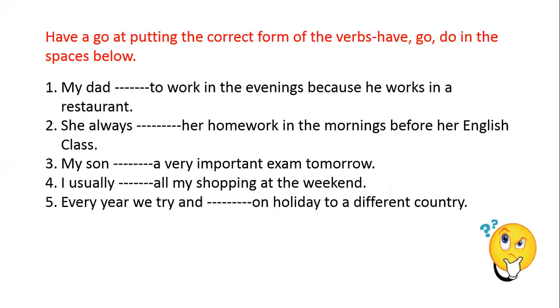So have a go at putting the correct form of the verbs have, go, and do in the spaces below. So the first one would be my dad goes to work in the evenings because he works in a restaurant. Number 2 would be she always does her homework in the mornings before her English class. Number 3 would be my son has a very important exam tomorrow.